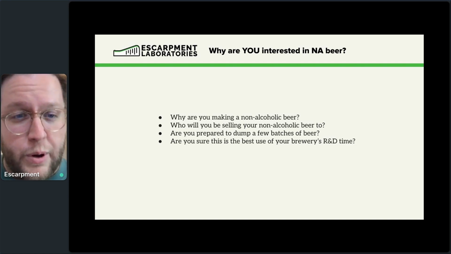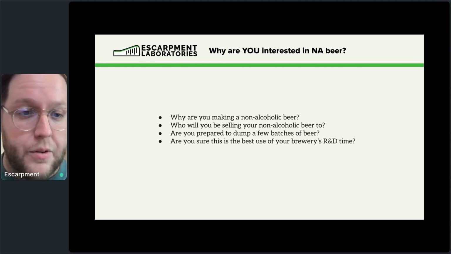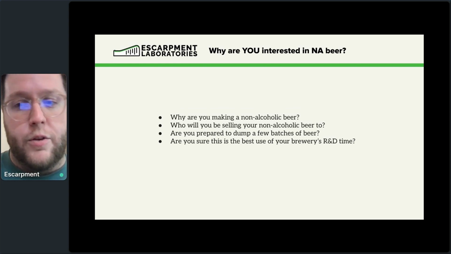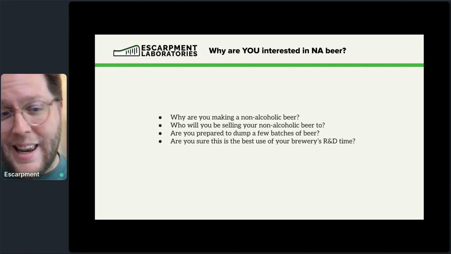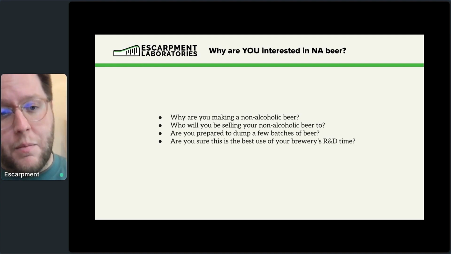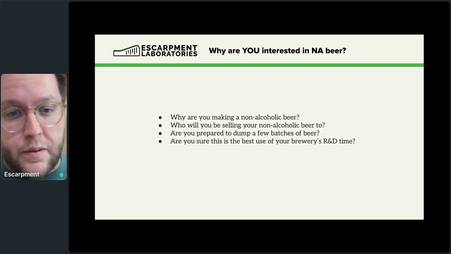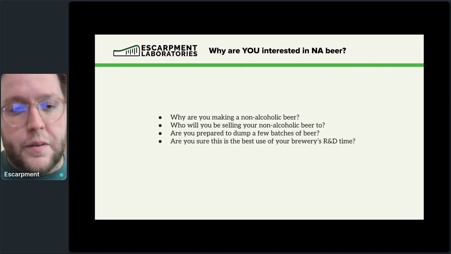Non-alcoholic beer is like brewing on expert mode. You've got to be prepared to dump a few batches of beer, because it's not the same as making regular alcoholic beer. A lot of the parameters are different, and that often means you're going to be spending a lot of time in R&D to nail down your product and your process before you go to market at any kind of scale. So you also have to ask yourself if this is the best use of your brewery's R&D time, right? If your brewery can spend its R&D time dialing in its flagship brands, increasing throughput, reducing cost, or adding a new flagship when you think the market will support it, you should also be considering that.